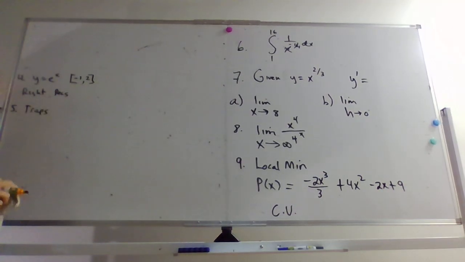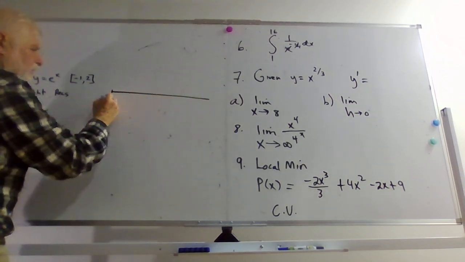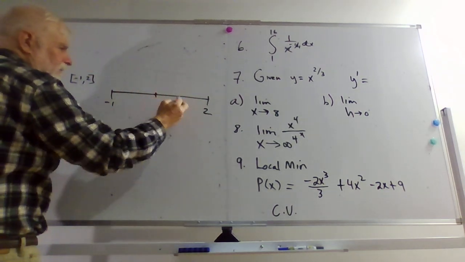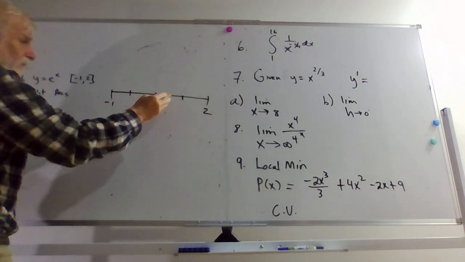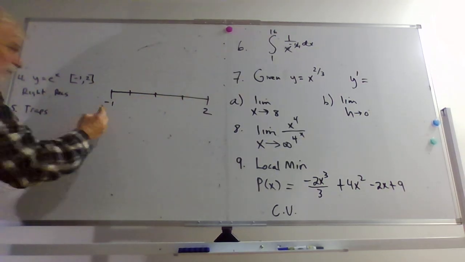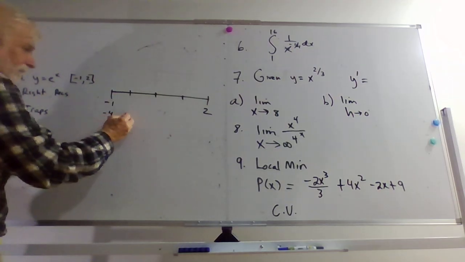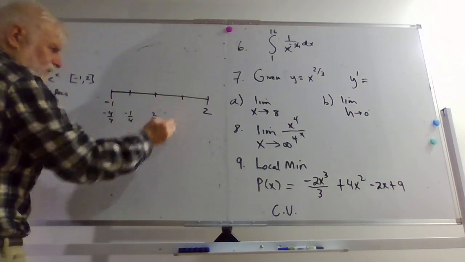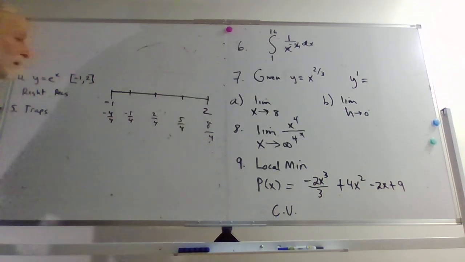We want to do 4 rectangles, right-hand rectangles, and 4 trapezoids for y equals e to the x from -1 to 2. Here's -1. Here's 2. That's 3 units. I need 4 rectangles, so that is 3/4, 3/4, 3/4, 3/4, 12/4, 3 units of change. This is -4 over 4. If I add 3/4, I'm at -1/4. If I add 3/4, I'm at 2/4. If I add 3/4, I'm at 5/4. And if I add 3/4, I'm at 8/4. So I've got that down properly.